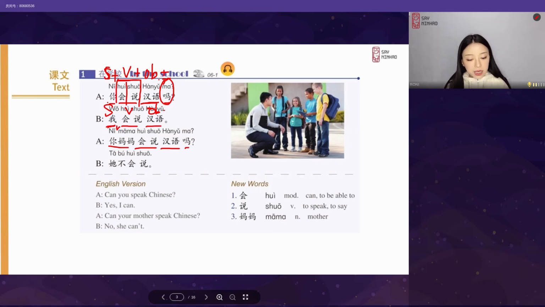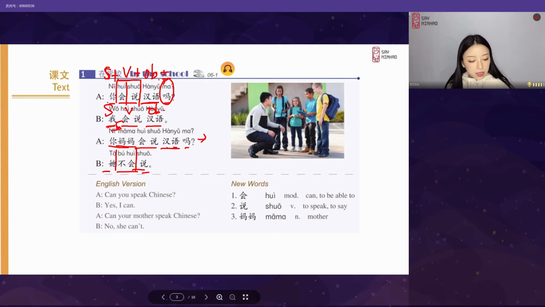Okay, 你妈妈 is the subject of this whole sentence. And 会说 can speak 汉语 can speak Chinese. Can your mother speak Chinese is the meaning of this one. And B answered, 她不会说. Okay, this is the negative form of 会 with 不会, which means can't. She cannot speak.